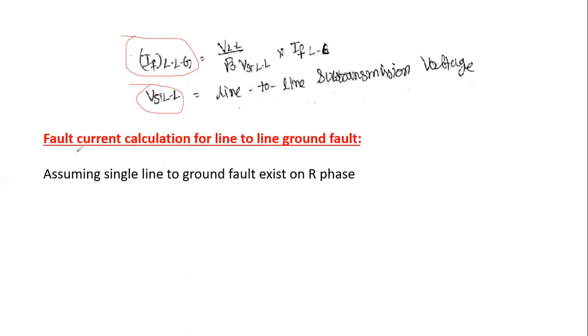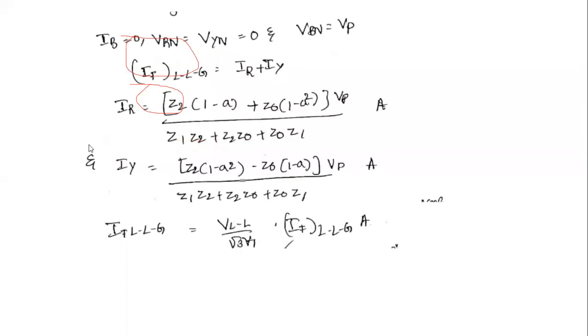Next, we are calculating the fault current for double line to ground faults. Assuming a single line to ground fault exists on the R phase, therefore IB is equal to 0 and VRN is equal to VYN is equal to 0, and then VBN is equal to V phase.